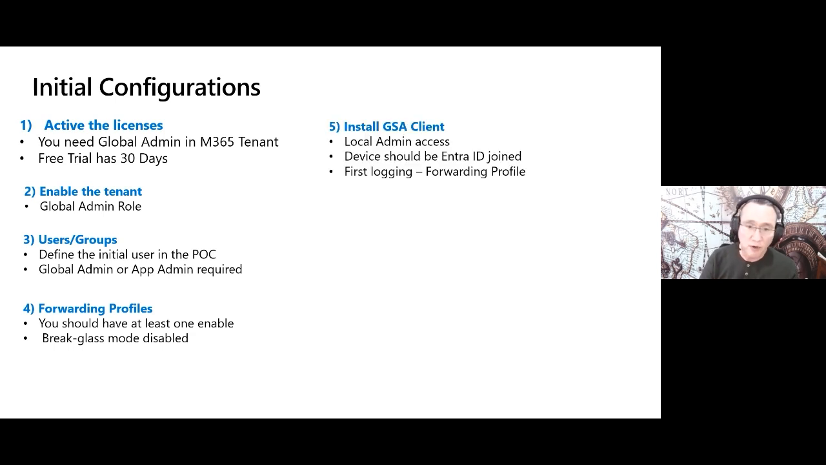Okay. From the backend, or from the main Microsoft platform, I have already activated the license, enabled the tenant, created the user groups, and enabled the forwarding profiles. Everything that I mentioned in these minutes was in the Entra Admin portal from Microsoft, and that's it. Now it's time to work with everyone as a user. So first, you need to download the client and install it.